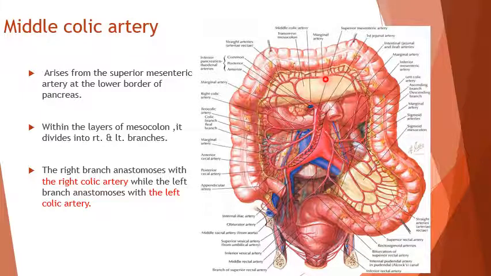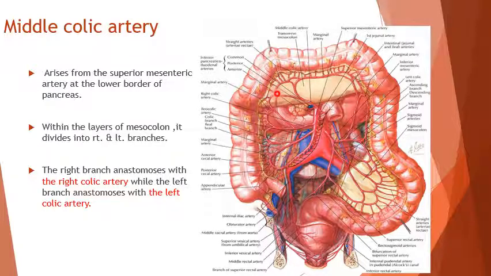Now what is the transverse mesocolon? It is a broad fold of peritoneum which attaches the transverse colon to the upper part of the posterior abdominal wall. So it is a fold of peritoneum, and within it this artery is dividing into a right branch and a left branch. The right branch is this one.